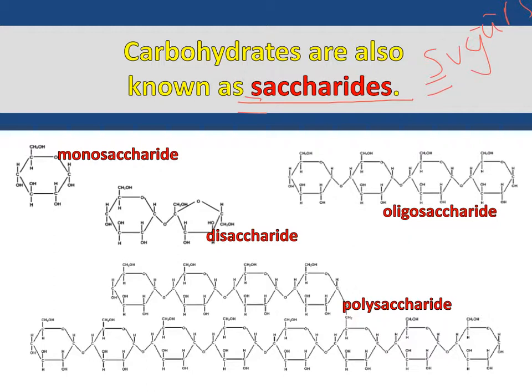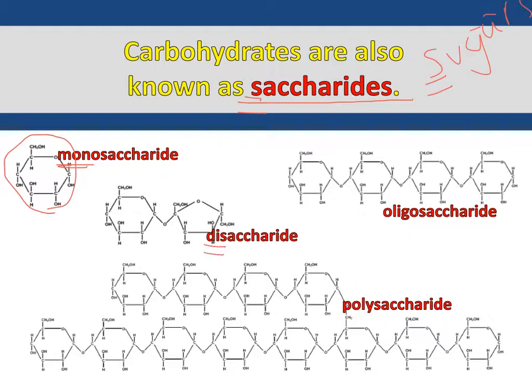So we have some important terms below. We should know the prefixes. By now, hopefully you know mono is one. So right here we have one simple sugar for monosaccharide. Mono is one. Saccharide just means sugar. One single sugar.